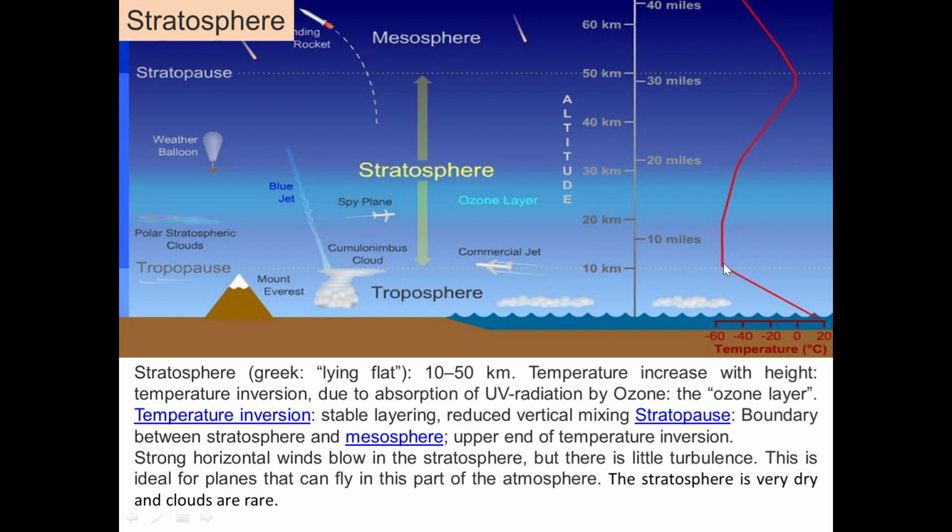to the stratopause. There is a boundary layer present between the stratosphere and mesosphere. There is a boundary line that is called the stratopause, the upper end of the temperature inversion. Then we come to the strong horizontal wind blowing in the stratosphere, but there is little turbulence, and this is ideal for planes that can fly in this part of the atmosphere. The stratosphere is very dry and clouds are very rare.